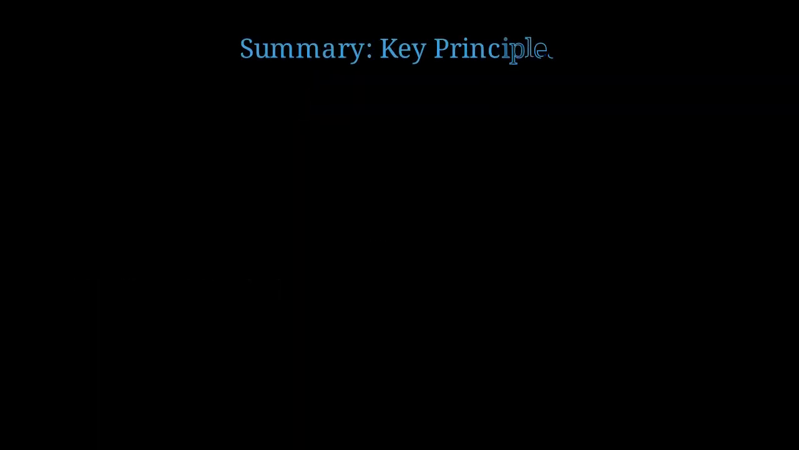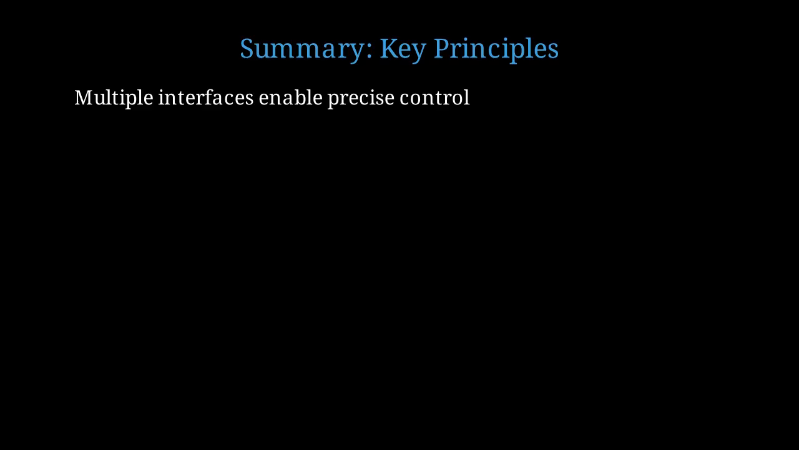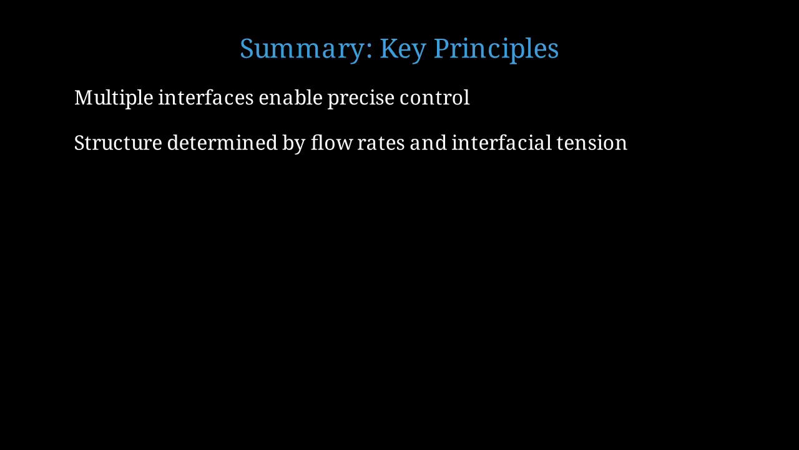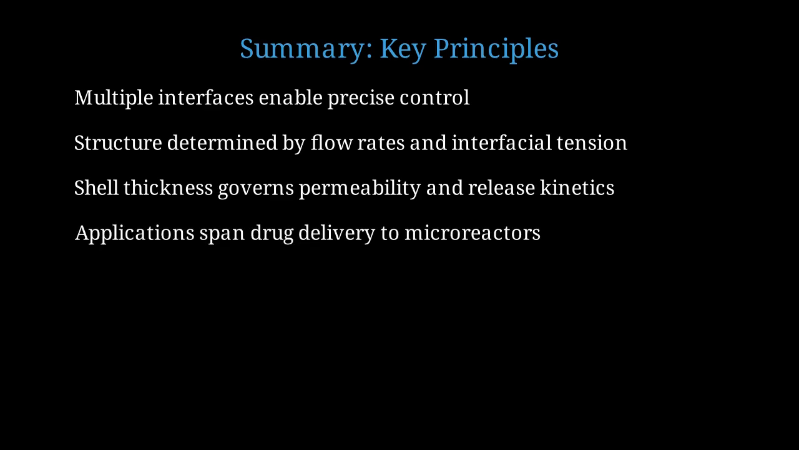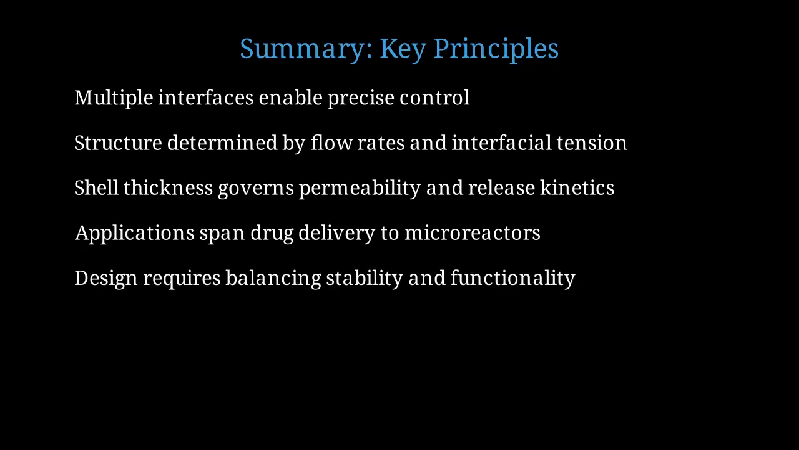Let me summarize the key principles we've covered. Multiple interfaces provide precise control over encapsulation, protection, and release of sensitive cargo. The structure is determined by flow rate ratios in microfluidic devices and by interfacial tension between phases. Shell thickness is the primary parameter controlling permeability and release kinetics, with thicker shells providing slower release. Applications span from oral drug delivery and cell encapsulation to chemical microreactors and vaccine delivery. Successful design requires balancing long-term stability against the desired functionality, often involving trade-offs between protection and release rate.